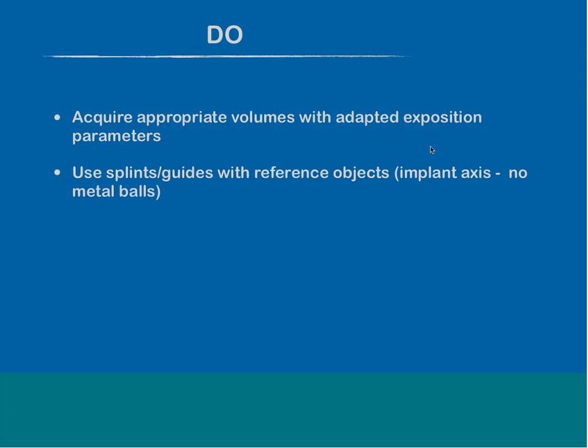Use splints or guides with some reference objects. Just think about the implant axis, which can be seen in cylindrical shapes, but which is impossible to see in metal balls. So please use simple guides made of some plastics, which are very easy to fabricate for your CBCT acquisition.